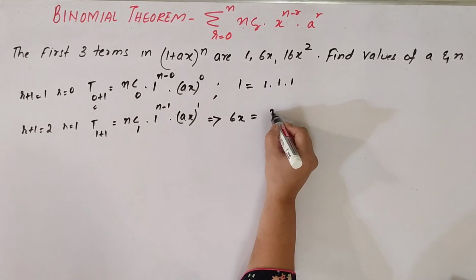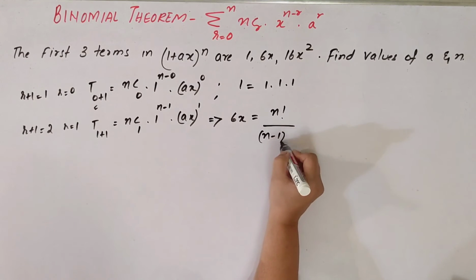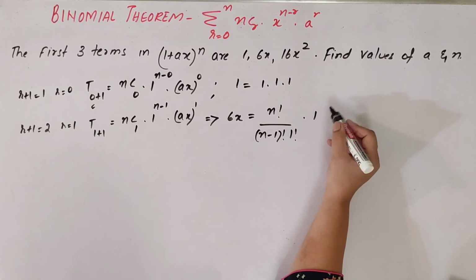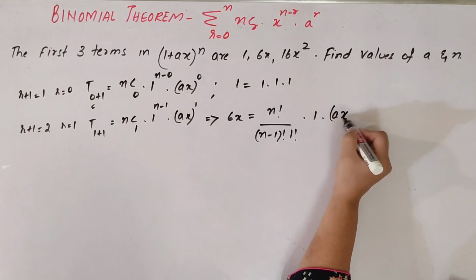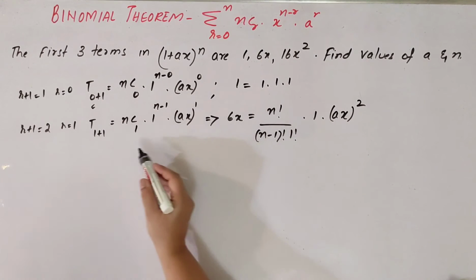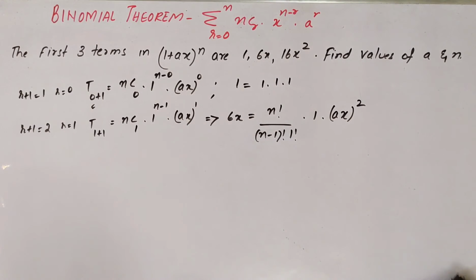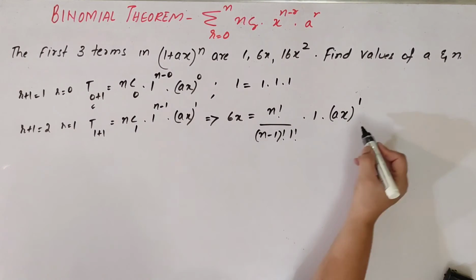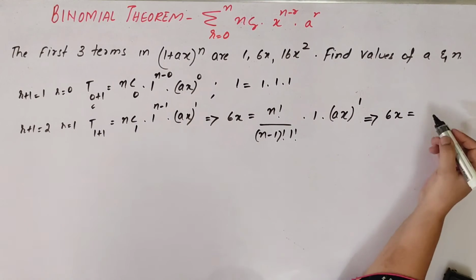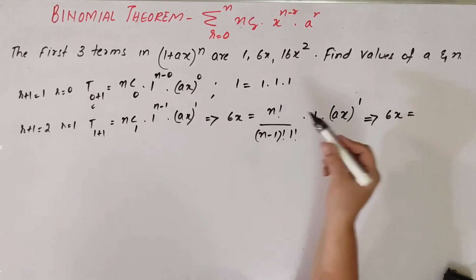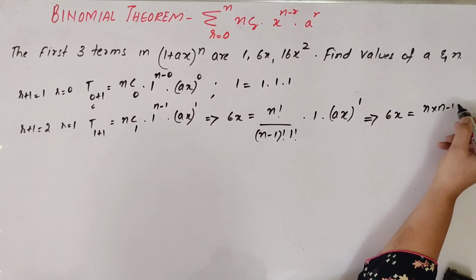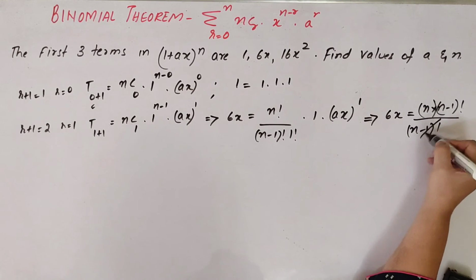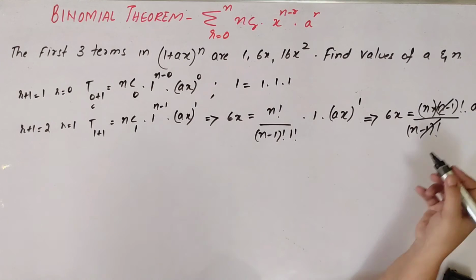How do we write nC1? nC1 is n factorial by n minus 1 factorial into 1 factorial, into 1 to the power anything is the same, so I leave it like this, into ax to the power 1, because r is 1. So what do we get here? 6x is equal to, we can write n factorial as n into n minus 1 factorial by n minus 1 factorial. This will get cancelled and we have ax already.